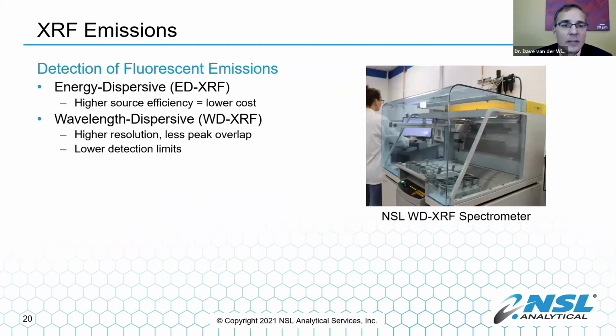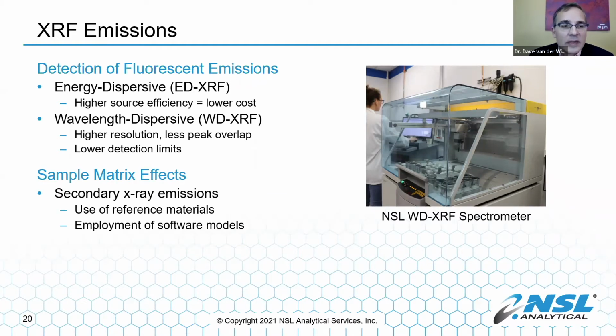So I indicated the two types, energy dispersive and wavelength dispersive. Generally, what's applied here is wavelength dispersive, especially when looking at trace materials. It's a higher resolution technique. There's less peak overlap, and those two characteristics lead to generally lower detection limits.